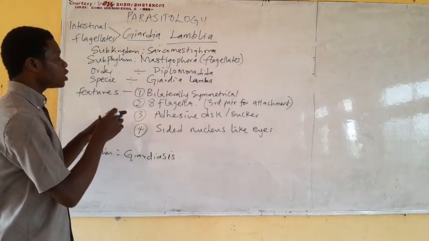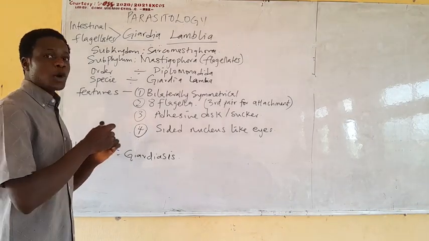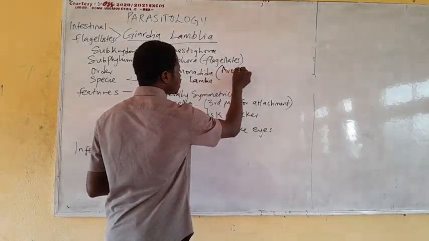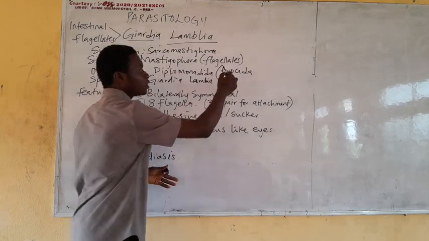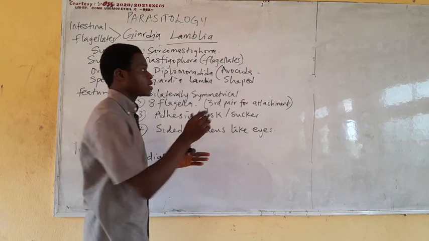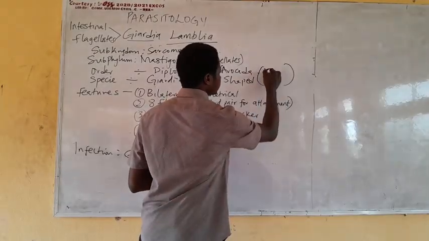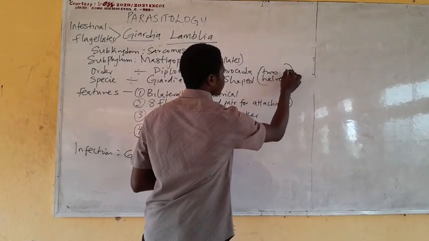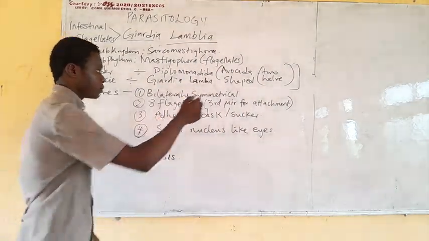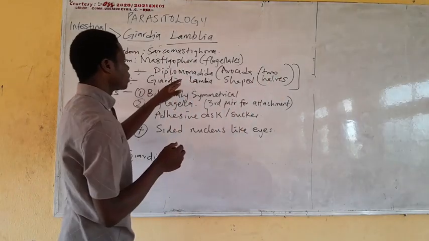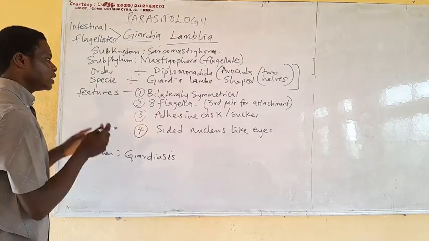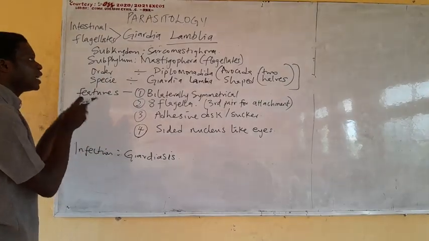Then the other is known as Diplomonadida. The reason why it's called Diplomonadida is because of its form and shape, known as the avocado shape. It has an avocado shape which is split into two halves. That is why it's called the Diplomonadida. Then coming to the species we are about to study, which is Giardia lamblia. This is the species name.